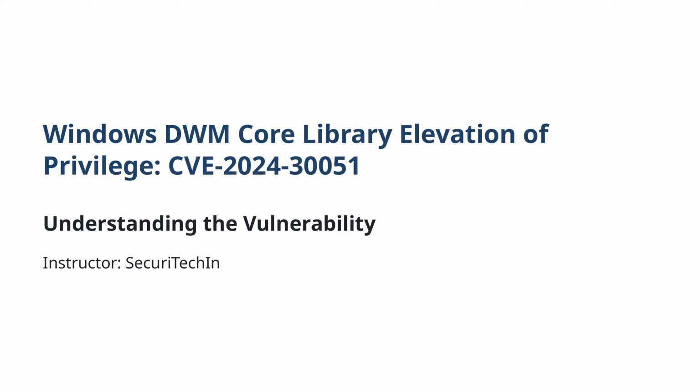In this part of the course, we're going to explore CVE-2024-30051, an elevation of privilege vulnerability found within the Windows DWM Core Library. Understanding this type of vulnerability is essential for anyone involved in cybersecurity. This issue, which impacts the desktop window manager, can potentially enable an attacker to gain elevated privileges.